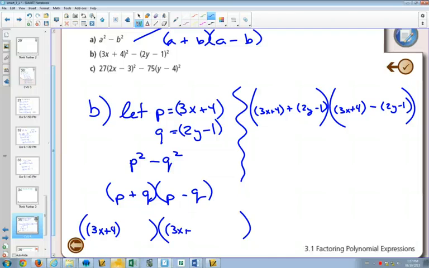3x plus 4 and 3x plus 4. Notice when I substitute back, I use brackets to plug it in. And 2y minus 1 and 2y minus 1. As I substitute the p's back in for the p's, the q's back in for the q's.